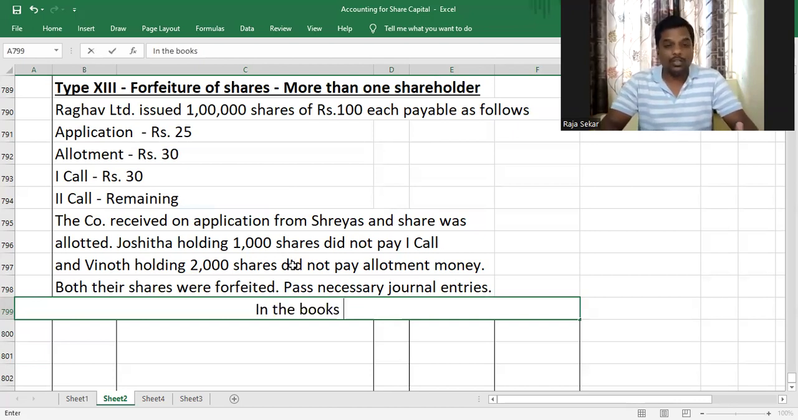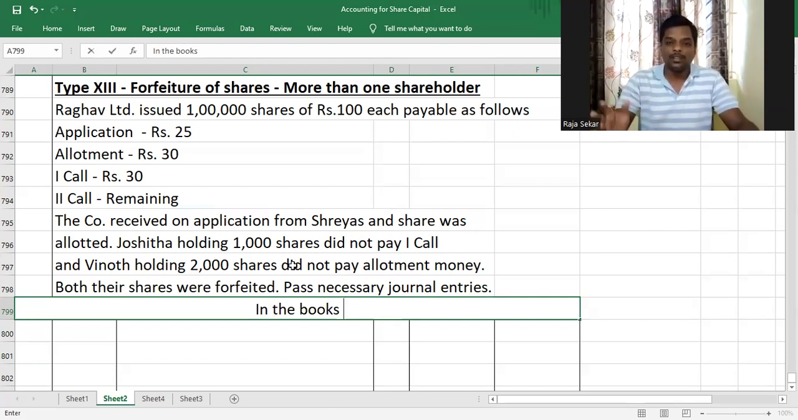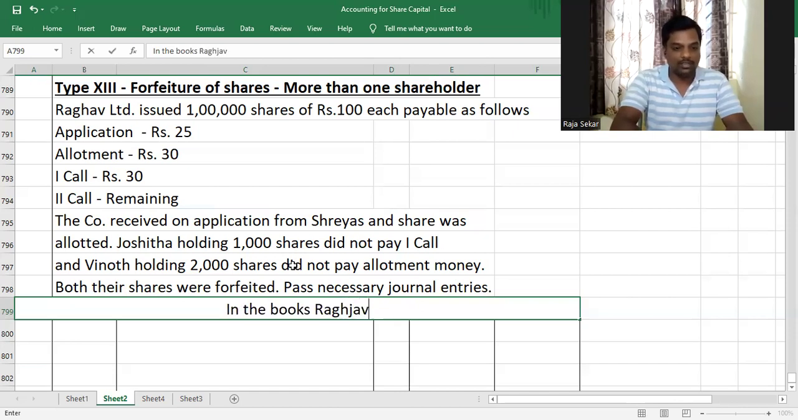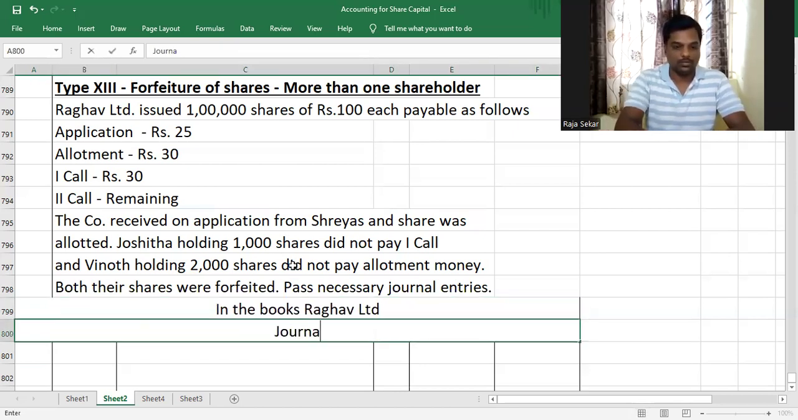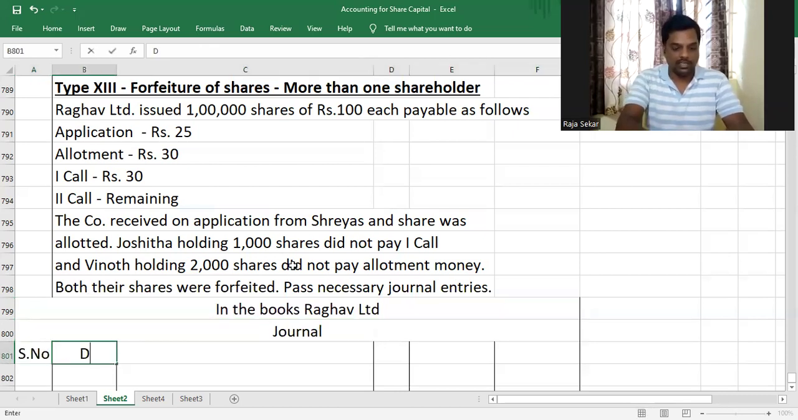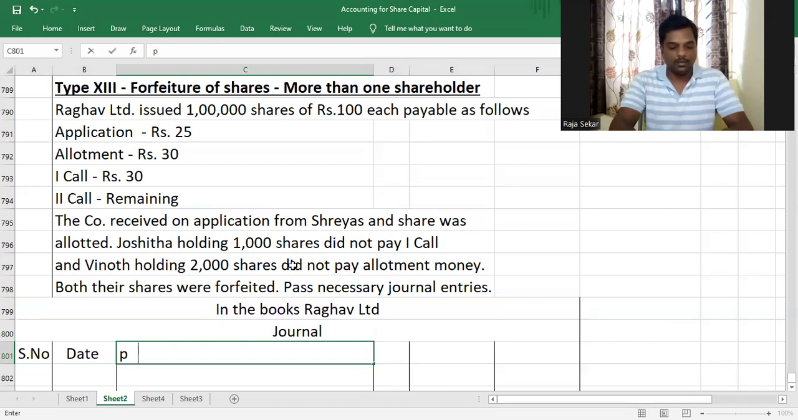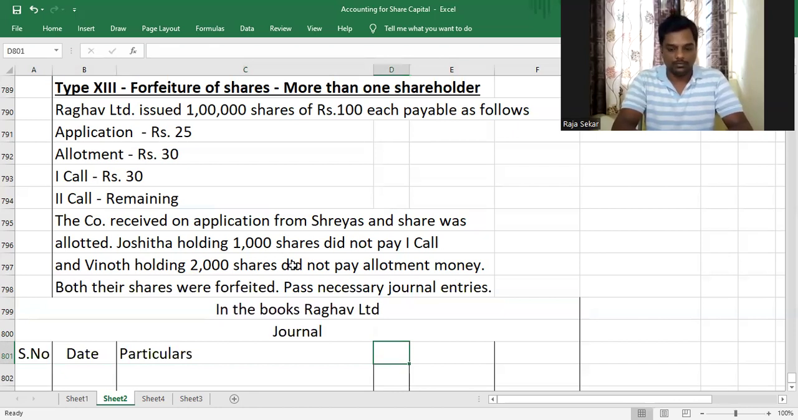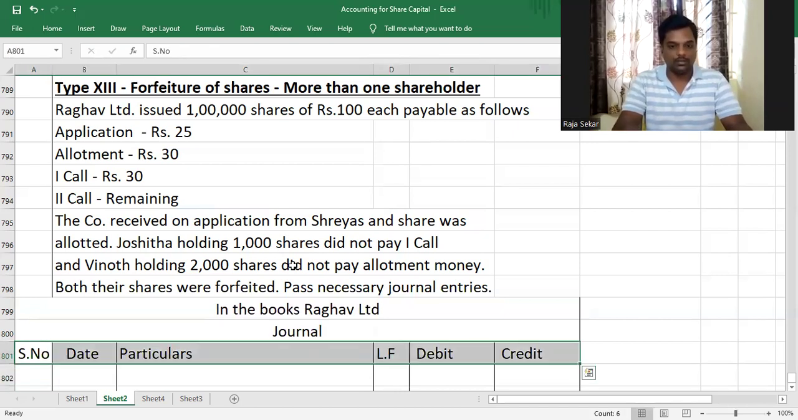And even if they tell you to do it together, or if they ask some question which needs you to do it together, you just do it separately and add both the numbers for each account. I'll tell you how to do it. In the books of Raghav Limited, journal, serial number, date, particulars, ledger folio, debit, credit.